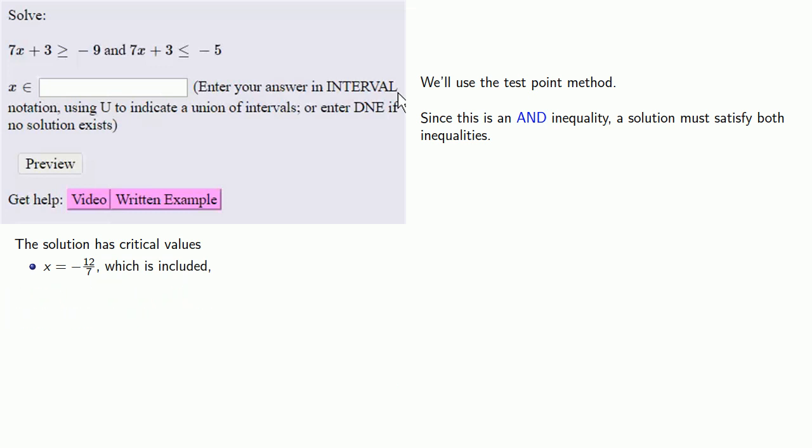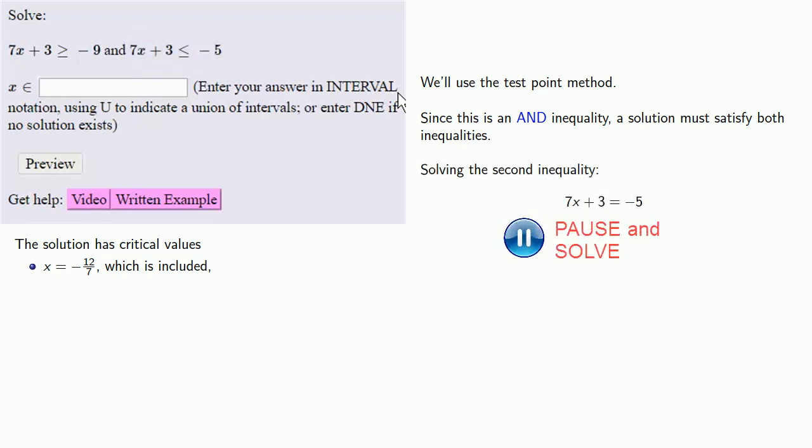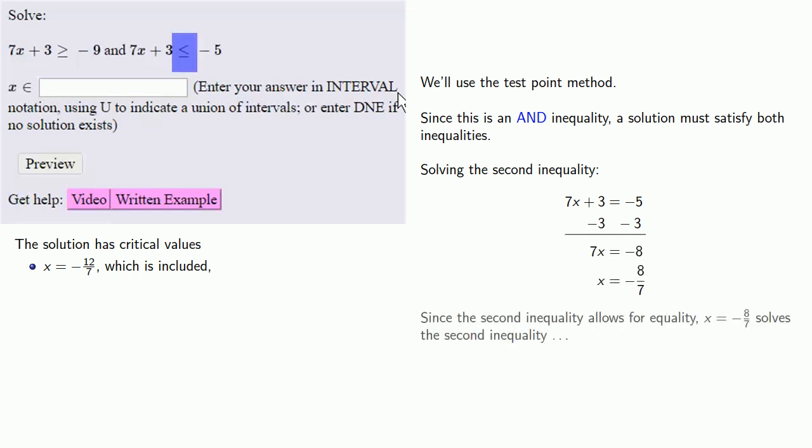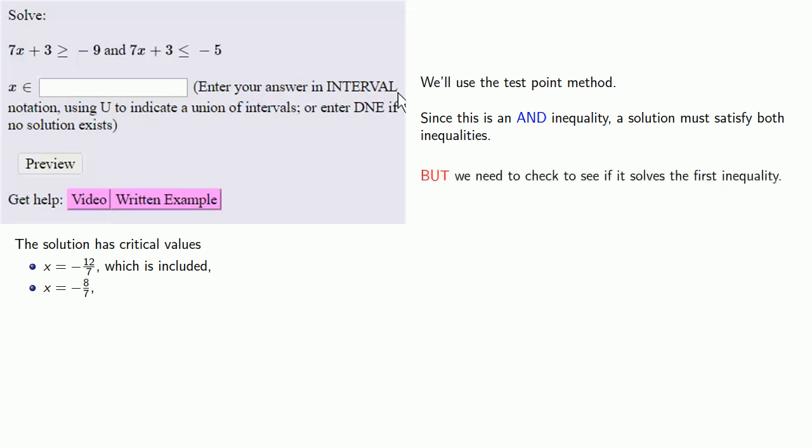Now we have our second inequality, so again we'll solve it by ignoring the inequality. Then, addressing the existence of the inequality, again since our second inequality allows for equality, x equals negative 8 sevenths solves the second inequality, so it's a critical value. But we need to check to see if it solves the first inequality.